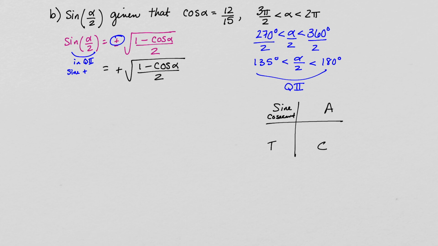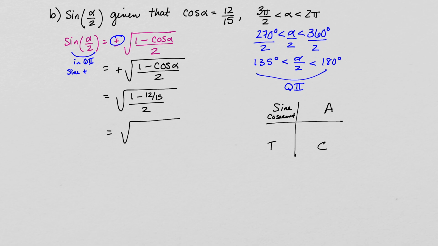Make sure you go back and look at what you're trying to figure out, rather than just assume you're figuring out the cosine again, right? So since I'm figuring out the sine, and the sine is positive in quadrant 2, we're going to take the positive one. And in this case, we happen to know what the cosine is. So the cosine of alpha is 12 over 15. So this is going to be the square root of (1 minus 12 over 15) all over 2.